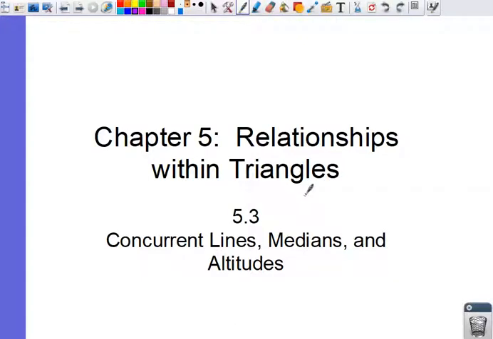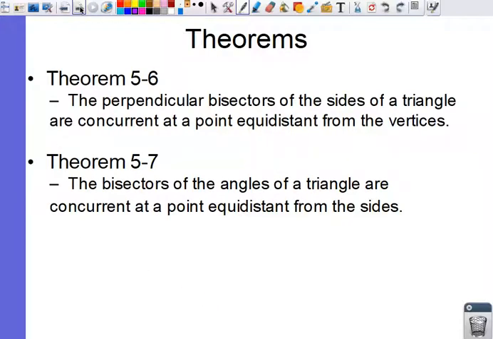Section 5.3, concurrent lines. There is a lot of vocab in this section, so definitely want to take good notes and make sure you learn the vocab that goes along with it. All right, first two theorems.